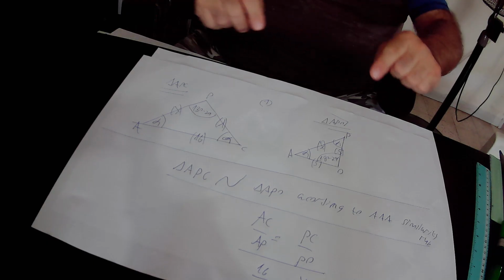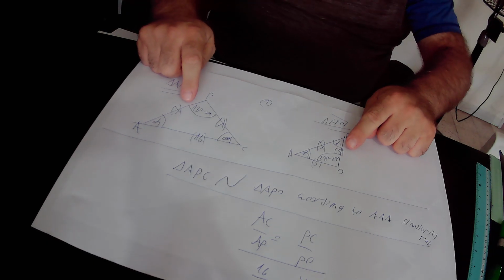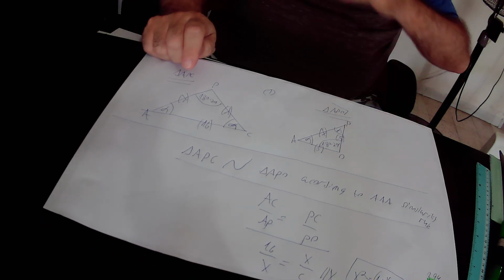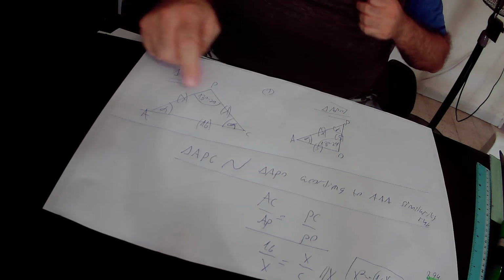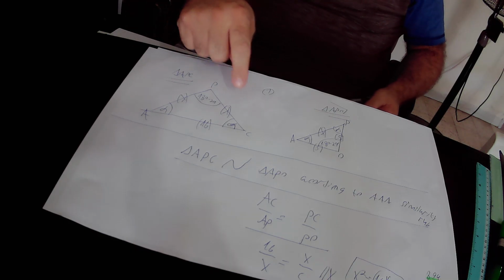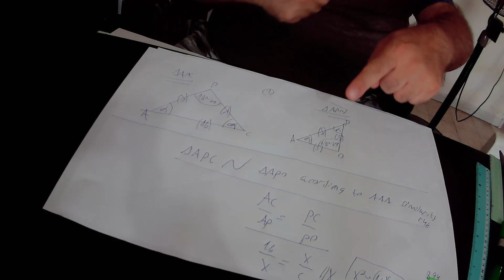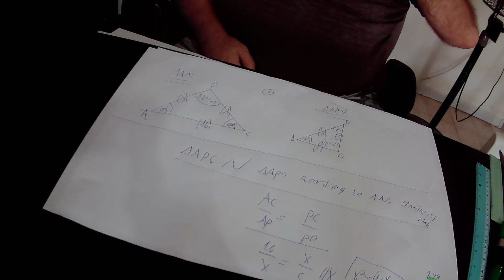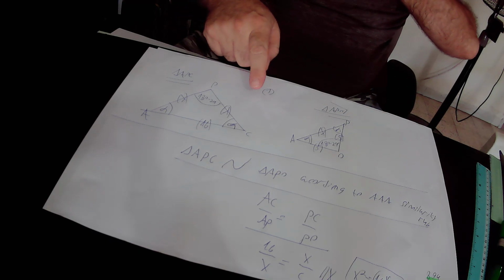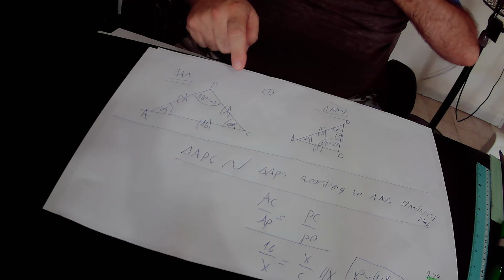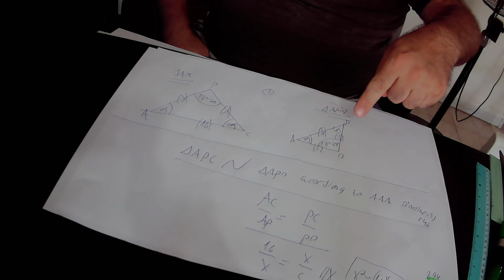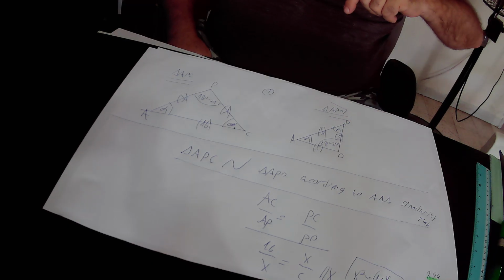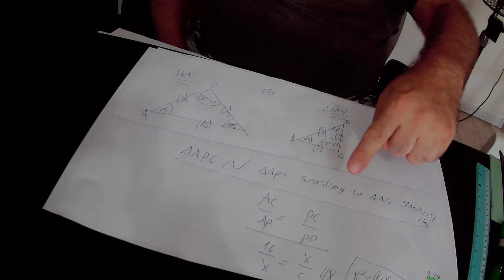From the fact that those two isosceles triangles are similar to each other, we derive the following relationship between their sides. Side AC of the big triangle APC over side AP of the small triangle AOP is equal to side PC of the big triangle APC over side PO of the small triangle AOP. So AC over AP equals PC over PO.